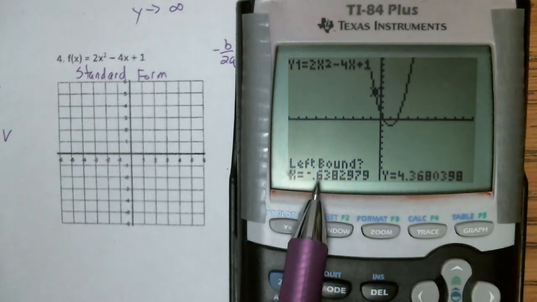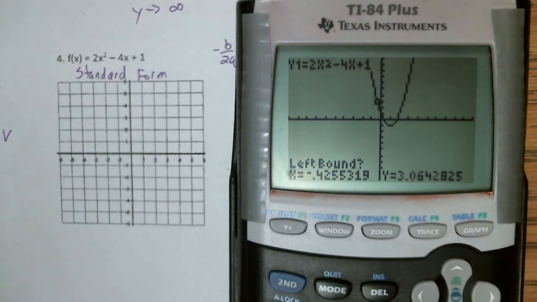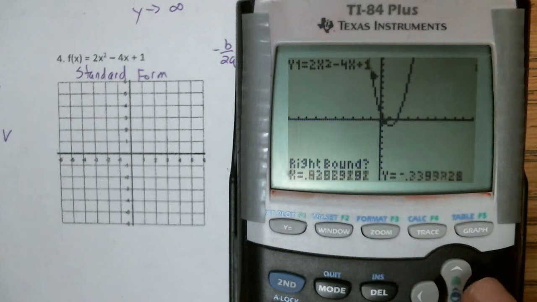Okay, so your calculator needs a left bound, so I just need to move Mr. Spidey anywhere to the left of the vertex. That's good. Press enter. Now your calculator is asking for a right bound. Okay, let's move Mr. Spidey to the right. Here we go. That's good.